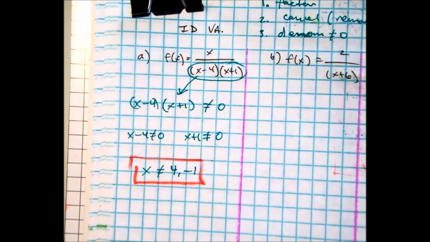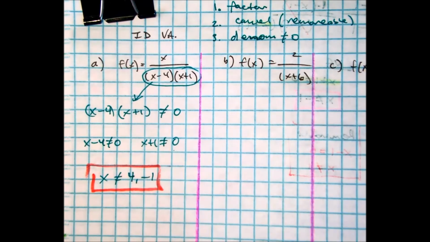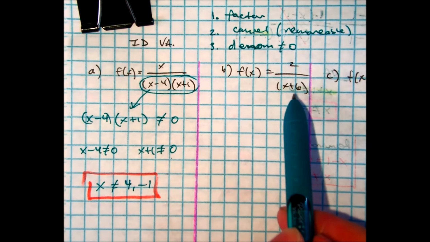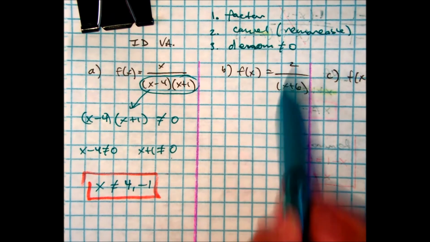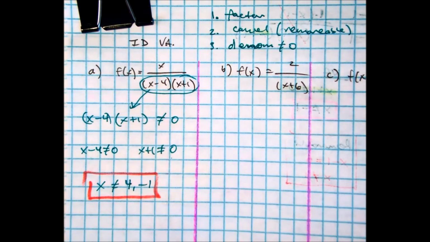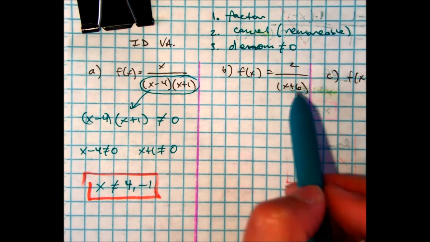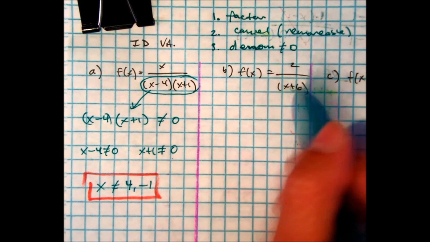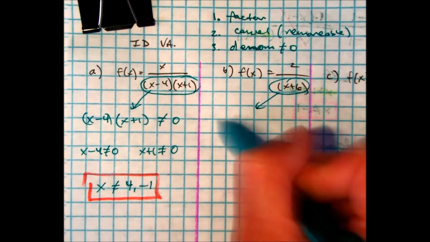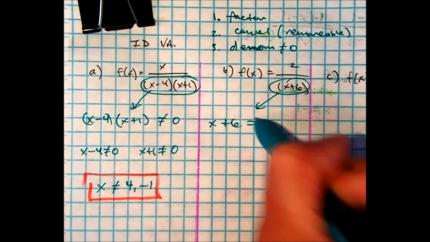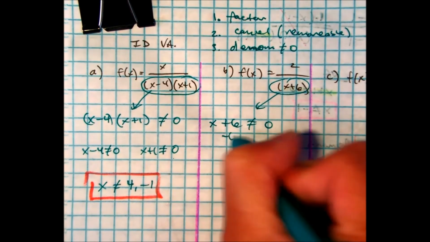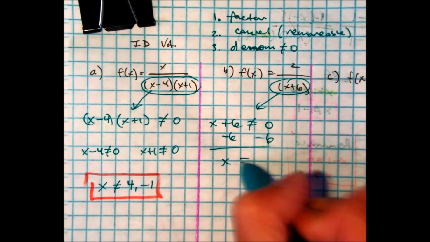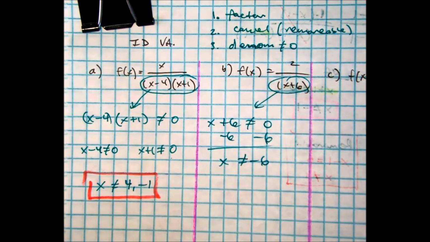Let's try example number 2. Class, is this already factored? Yes. Is there anything that's the same on the top and the bottom? No. Don't be tempted to think 2 divided by 6. You can't do that, because this is a plus sign. Now we're just going to set the denominator not equal to 0. Subtract 6. X can't be what number? Negative 6. Raise your hand if you got that.